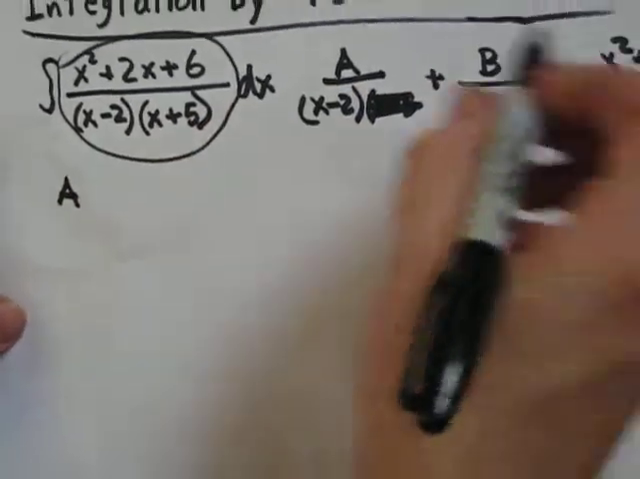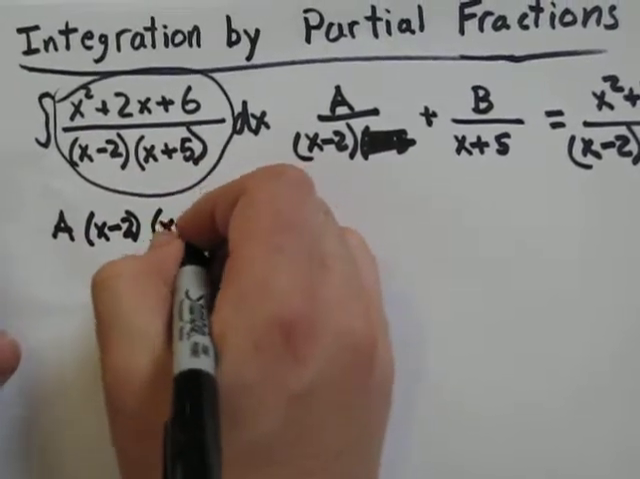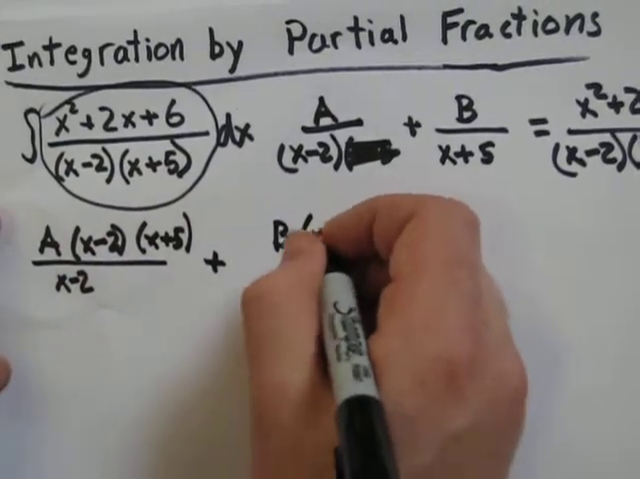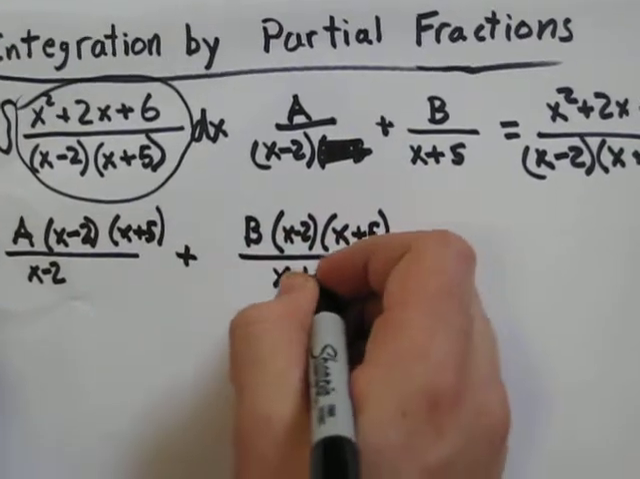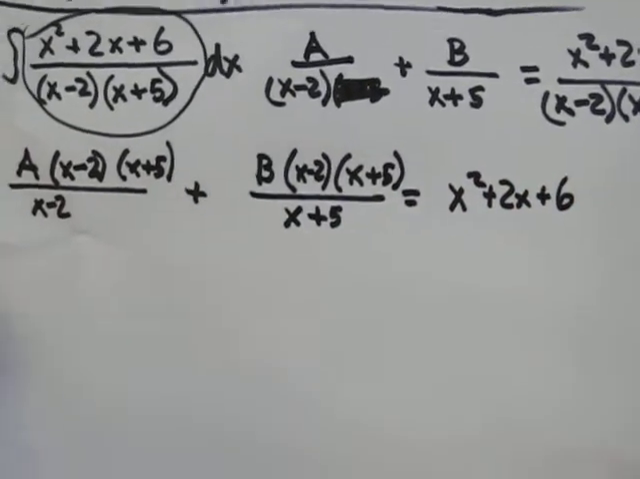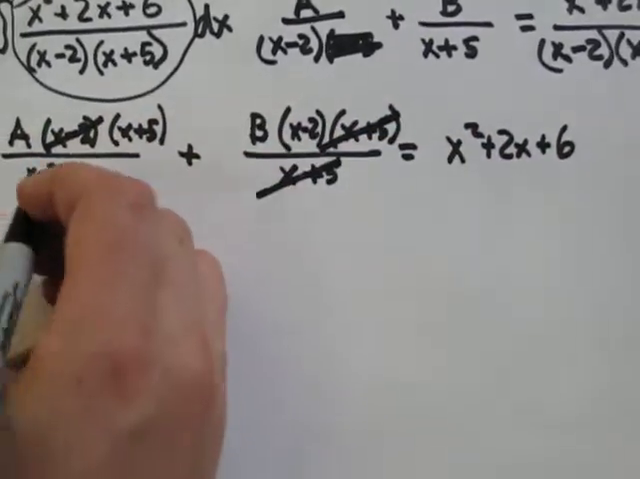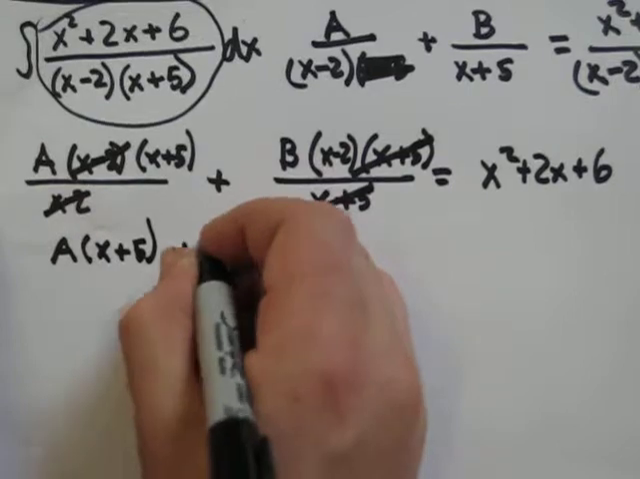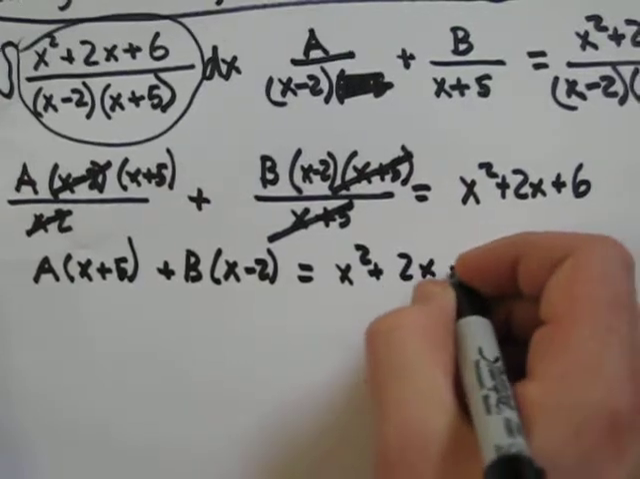So when we cross multiply this equation, we get A times (x minus 2)(x plus 5) over (x minus 2) plus B times (x minus 2)(x plus 5) over (x plus 5) equals x squared plus 2x plus 6. So now you can see we can eliminate these terms in each of the terms here. So we get A times (x plus 5) plus B times (x minus 2) equals x squared plus 2x plus 6.